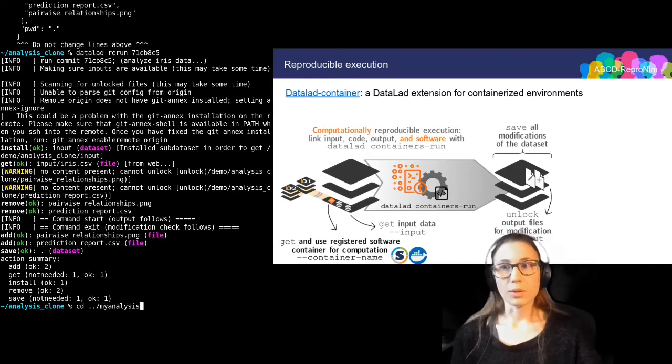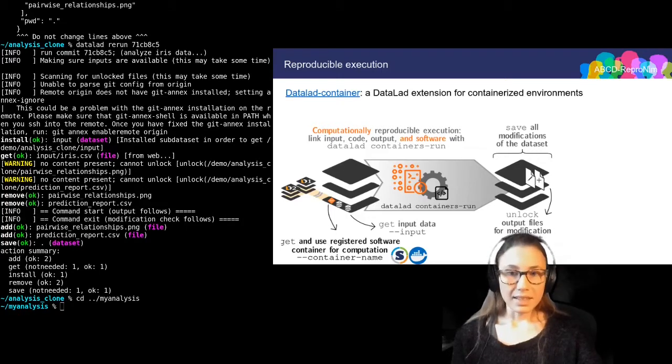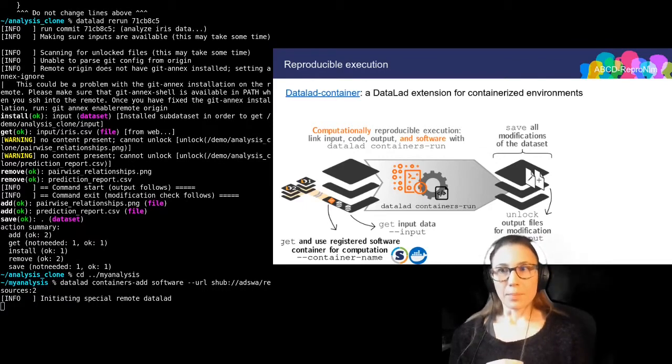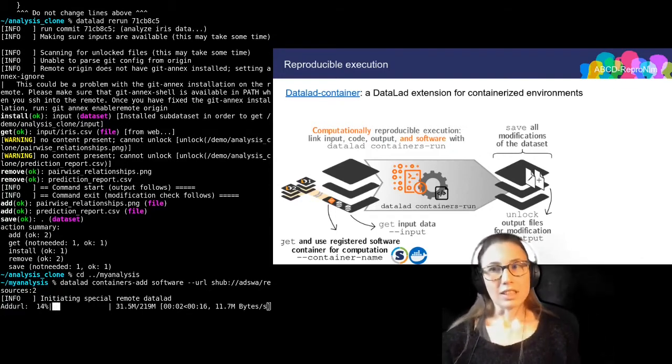So first of all, I'm going back into my own analysis dataset, and now I'm using the DataLad containers add command to register a software container into my dataset. I can register any amount of container images. Here you can see that I am registering an image from a Singularity Hub URL, and I'm saving it under the name software in my dataset. Once I have attached a software container, you can see that it's currently downloading it.